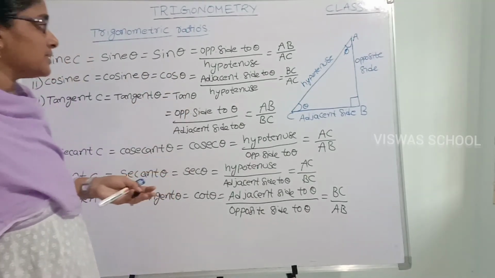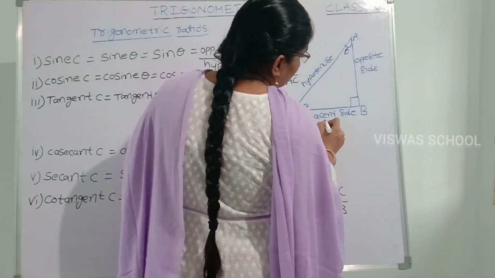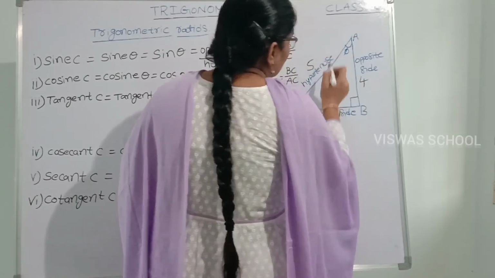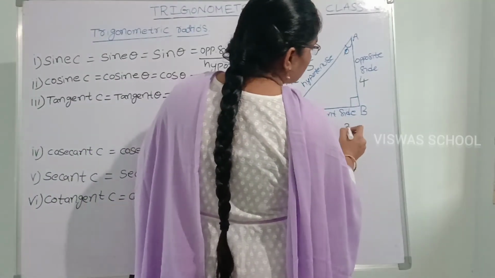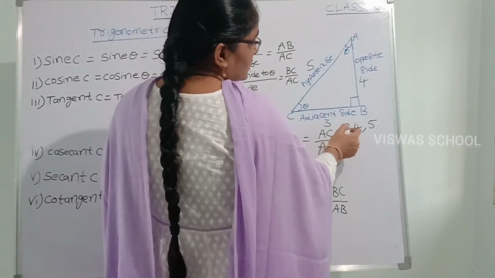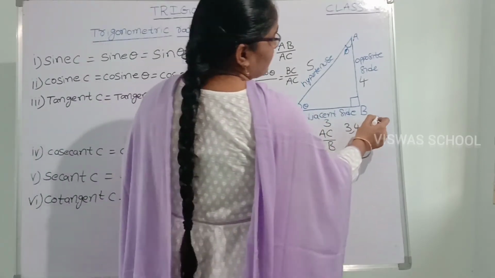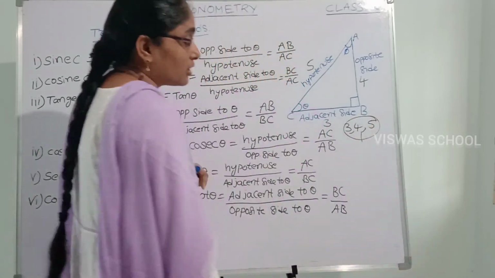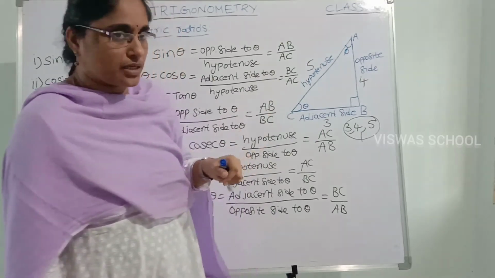In the same way here, see, if I am taking here, this is 3 and this side is 4 and this hypotenuse is 5. 3, 4, 5. This 3, 4, 5 is called what? 3 square plus 4 square is equal to what? 9 plus 16, 25 is equal to 5 square. This is what? Pythagorean triplet.